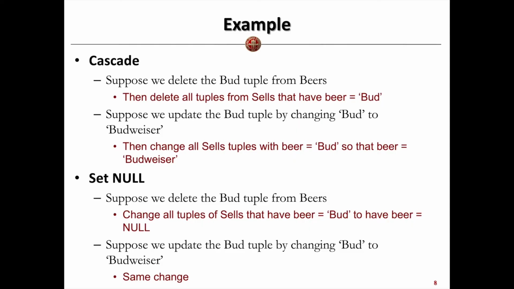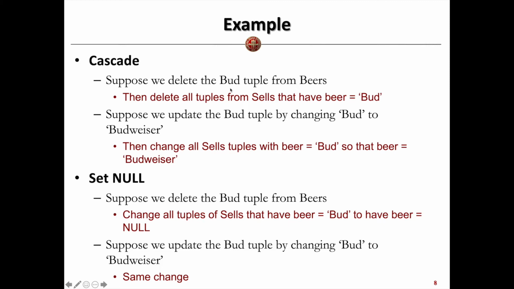On this page, we will provide you with an example for different actions we can take to enforce this foreign key constraint. And we'll provide the example on the cascade. Suppose we delete the 'but' tuple from the BS table. If we use the cascade strategy, according to the strategy rules, we will delete all the tuples from the sales table that have BS equal to 'but'.